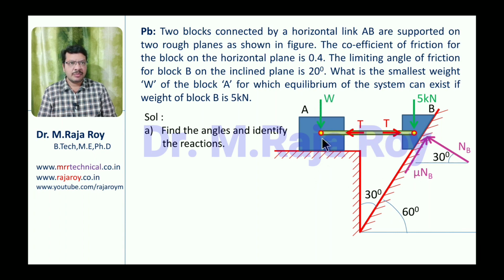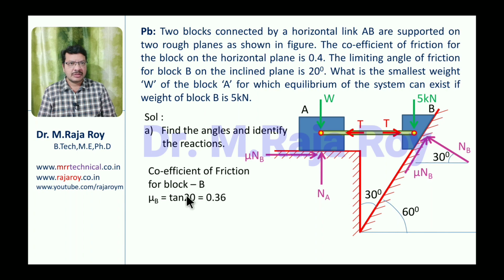Then W is the weight of the block A that is acting in the downward direction. Because of that, normal force NA will act in the upward direction. As the block A tends to move towards your left hand side, because as it is sliding down, this will tend to move towards your left hand side. Friction force will be towards your right hand side, like this. Mu NA will be towards your right hand side. These are the directions of all the forces.